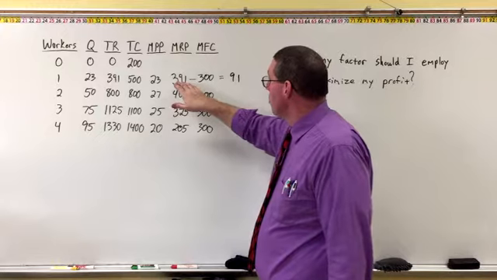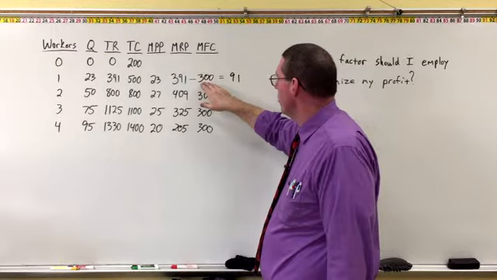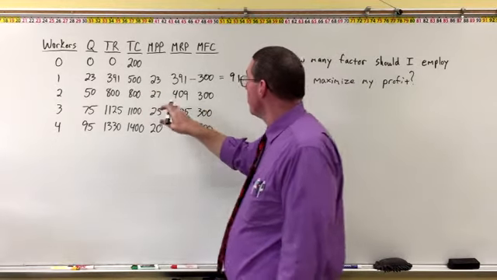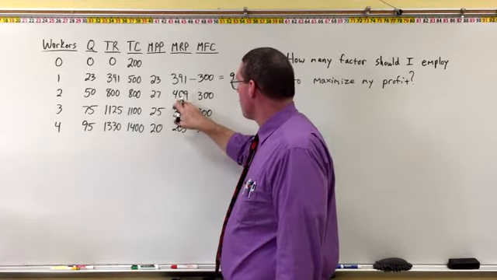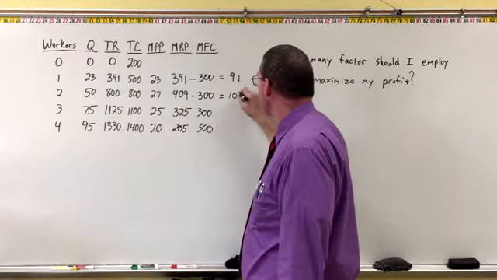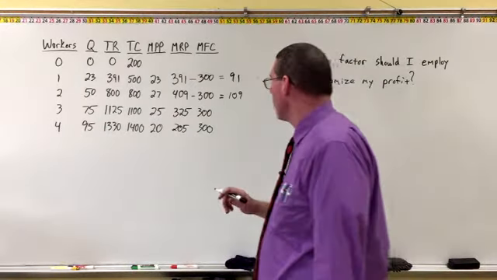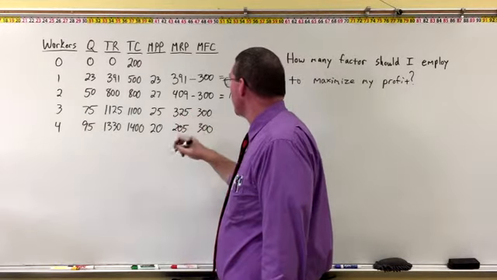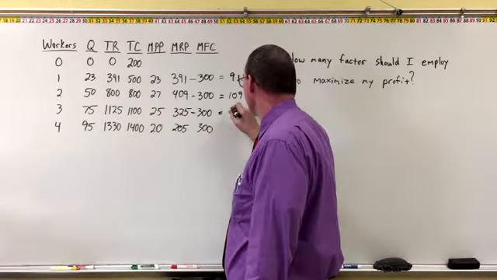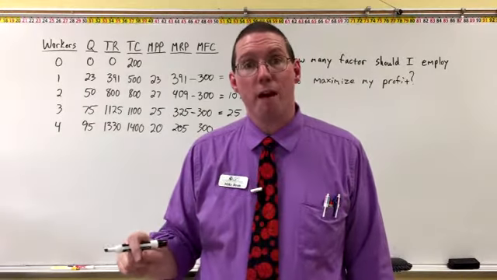So here, if the marginal revenue product of the first worker is $391 and the marginal factor cost of the first worker is $300, that first worker is going to earn us $91. The second worker, their marginal revenue product is $409 and their marginal factor cost is $300. So if we subtract there, we get $109. So the second worker is worth $109 in profit to us. How about the third worker? The third worker has a marginal revenue product of $325 with a marginal factor cost of $300. $325 minus $300 is $25. So that third worker is worth $25 in profit to us.